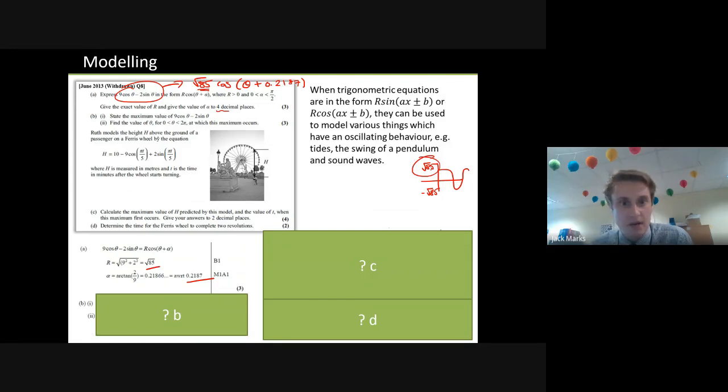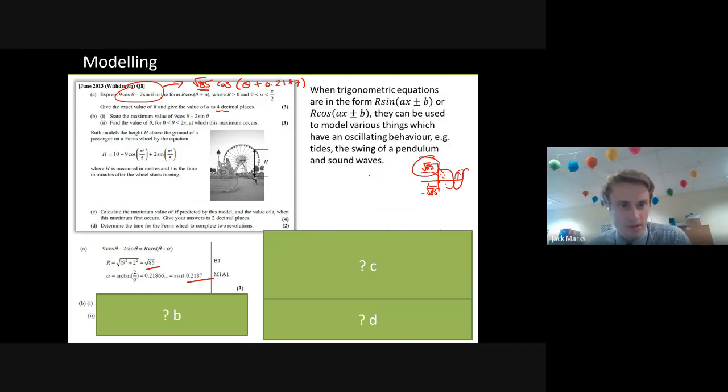When does it occur? Well, plus 0.2187 means that the graph has been moved towards the left. So this is not accurate, okay? But the graph looks something like this. It used to occur at 0, but it doesn't necessarily occur there anymore. It might occur over here.